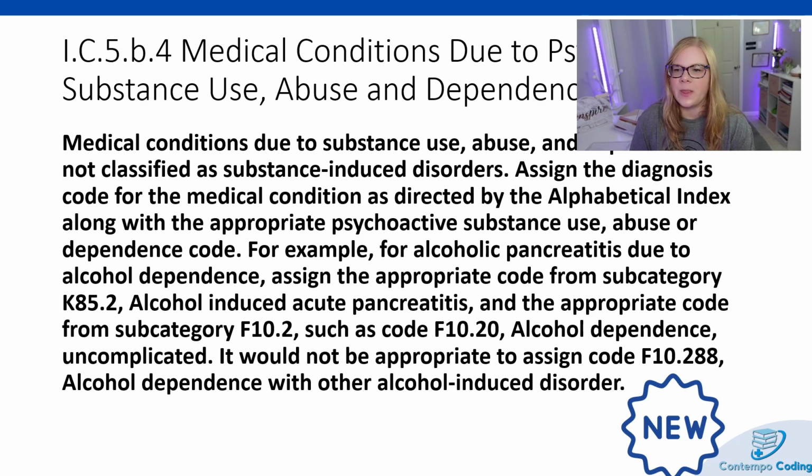So for example, the alcoholic pancreatitis due to alcohol dependence, we assign the appropriate code from subcategory K85.2, alcohol-induced acute pancreatitis, and the appropriate code from subcategory F10.2, such as F10.20, alcohol dependence uncomplicated. It would not be appropriate to assign just the code F10.288, alcohol dependence with other alcohol-induced disorder. So we go to our alphabetic index, we look up the alcoholic pancreatitis. It's going to give us the alcohol-induced acute pancreatitis.